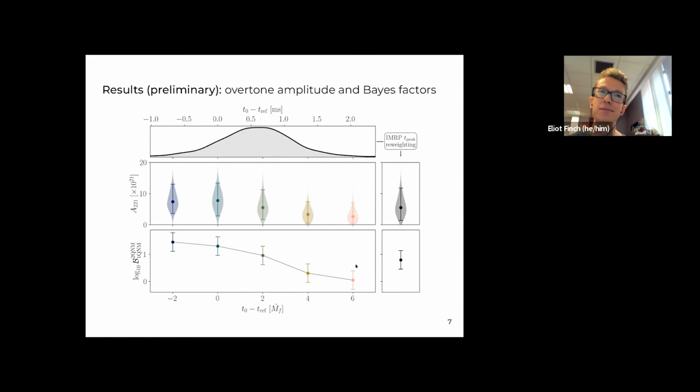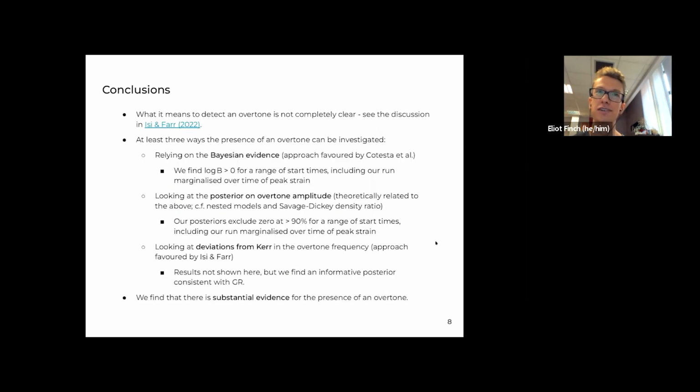I see my time's up, so just to quickly say, the final panel is the Bayes factors comparing the evidence between the two analyses. Again, you see the same behavior where at late times you disfavor the model because you're including extra parameters which you don't need because the overtone has decayed. And we have the marginalized Bayes factor here, which shows some evidence for an overtone. I'll just leave my conclusion slides up. Thank you.